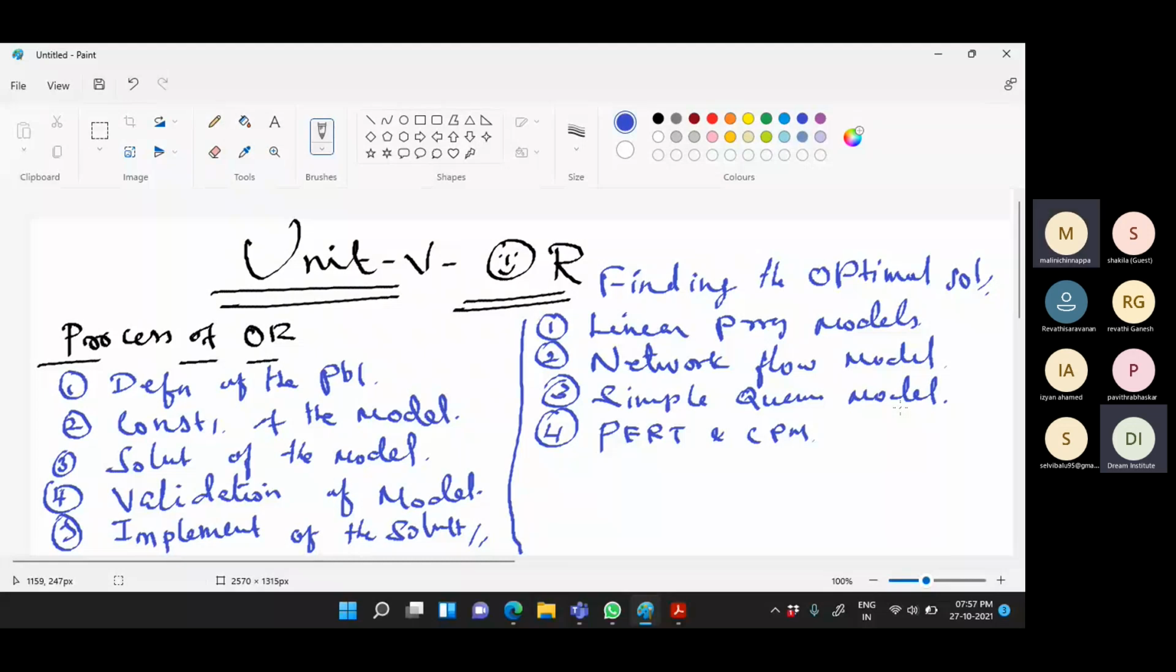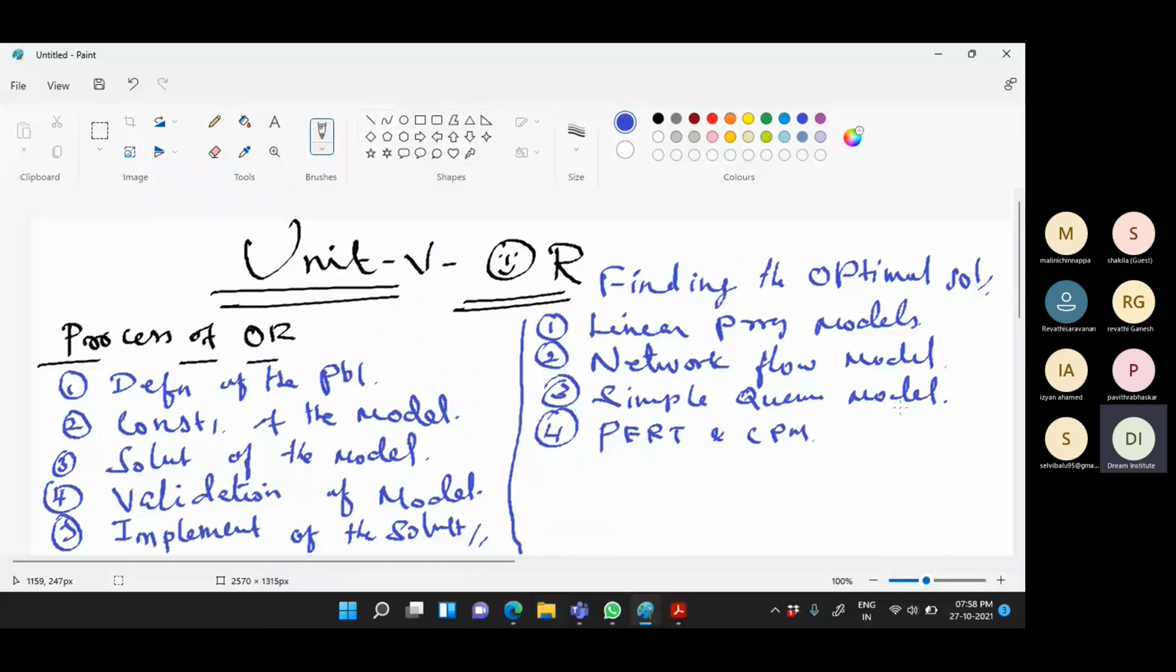CPM expansion, do you know? Critical path method. Okay, what is PERT? One time they asked me what is the PERT expansion. Program evaluation and review technique. Okay, this is called PERT. CPM, critical path method.